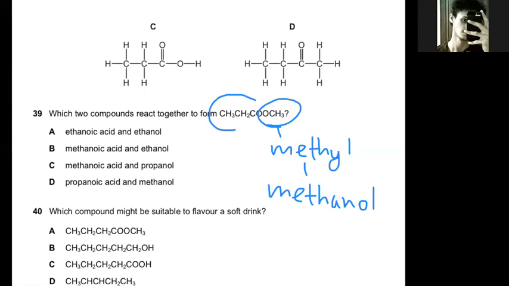Then we name the part that came from the carboxylic acid, as there are 3 carbon atoms, so it will be propanoate. So the compound is methyl propanoate. Propanoate came from propanoic acid, so methanol and propanoic acid, D is the correct option.